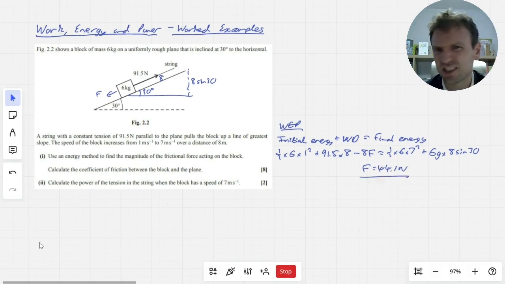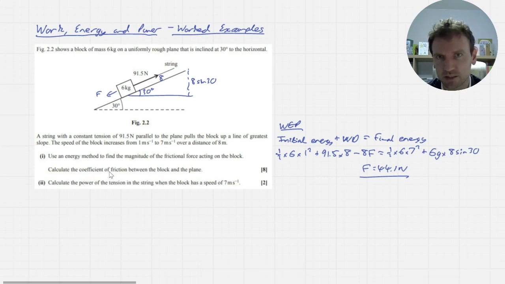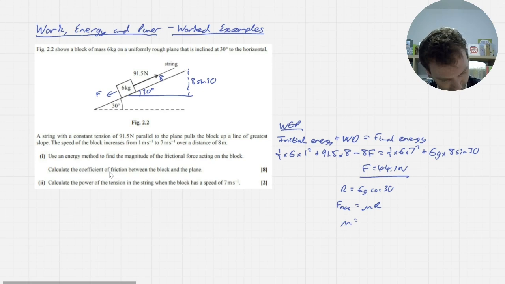The next part of the question isn't really anything to do with work, energy and power. We're asked for the coefficient of friction between the block and the plane. I'm going to just skim over this because it's not really what we're focusing on, but you'd be able to get that the reaction force of the block is going to be equal to 6g cos 30, and then using F max equals mu R, you're just going to sub in your F, which you know is your maximum friction because it was moving. You're going to sub in your R, and you're going to solve, and you should end up with mu is equal to 0.866. You can work through that if you want, but that's not really a work energy power question, that part.